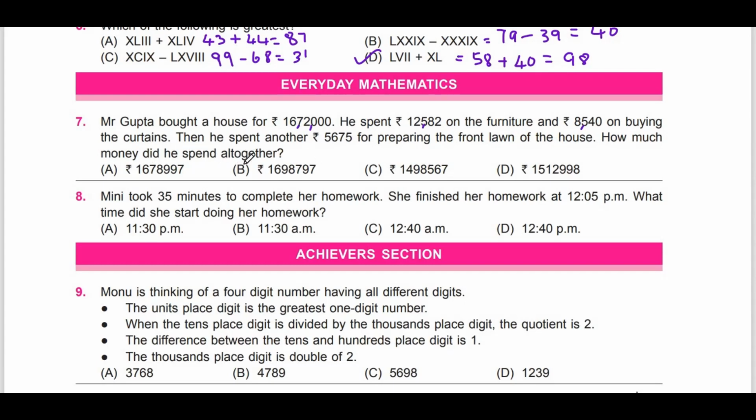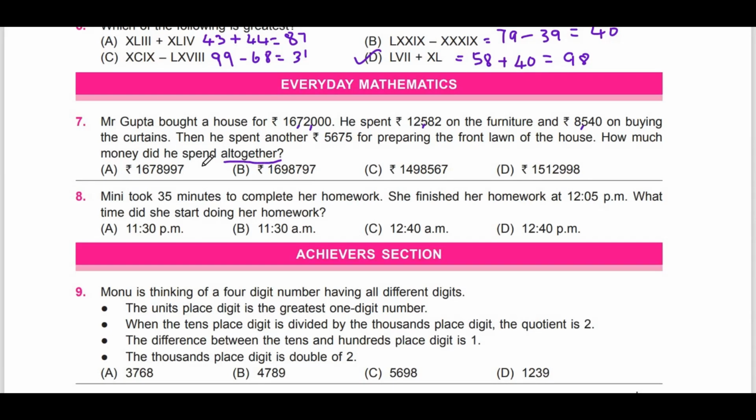How much money did he spend together? So Mr. Gupta has bought some house. He has bought it for 16,72,000. In that he has spent some amount for furniture, for curtain, for the front lawn. He has spent some money. So now what is the question asked? How much money did he spend all together?